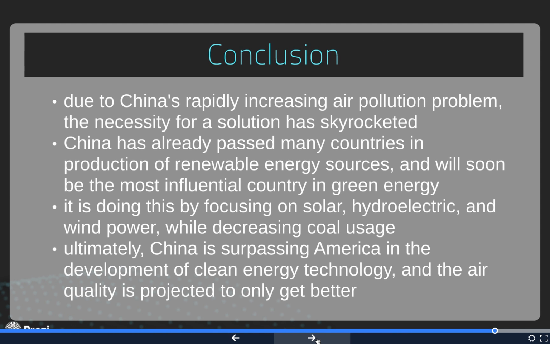In conclusion, as a result of China's rapidly increasing air pollution problem, the need for a solution has skyrocketed. The air quality has improved a great deal. China today is one of the leading countries in the production of clean energy and is ultimately only growing.